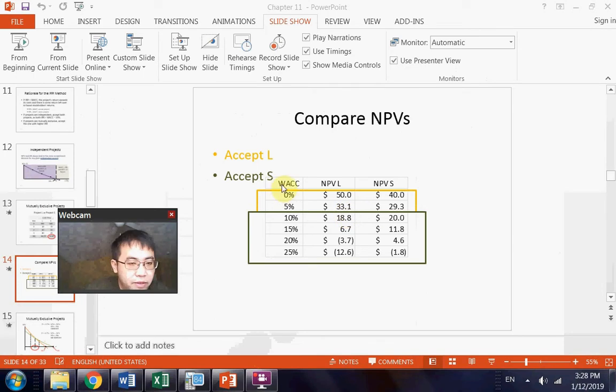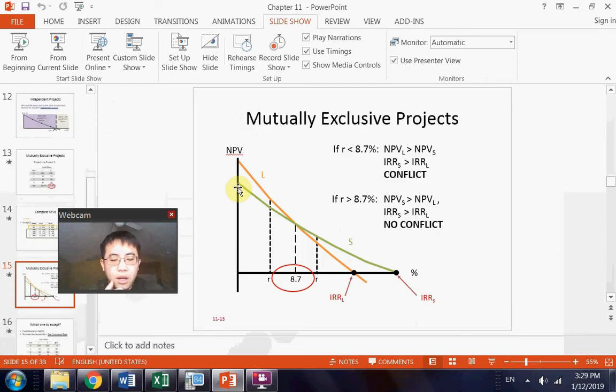For example, if WACC is between 0 and 5, at the lower range, then the NPV for L is greater than the NPV for S. If WACC increases to 10% to 25%, then the NPV of L is less. Now the situation has changed. The NPV of L is less than the NPV for S. So if you put the curve on the chart for the two projects, this is for L and this is for S.